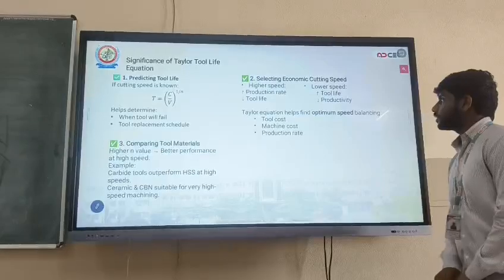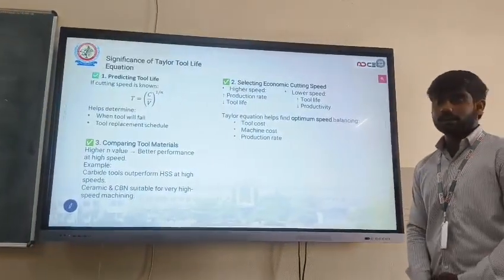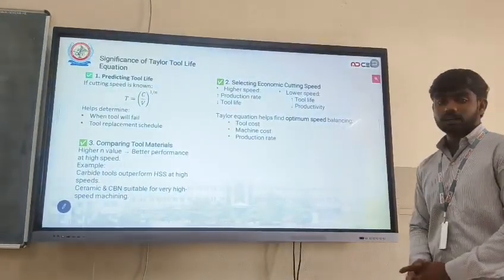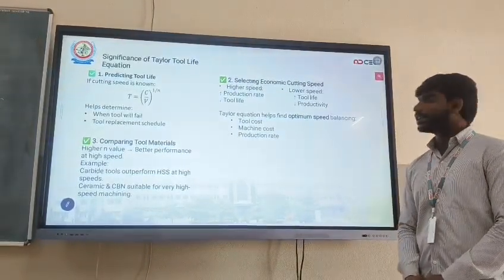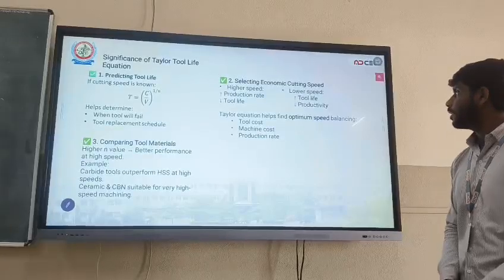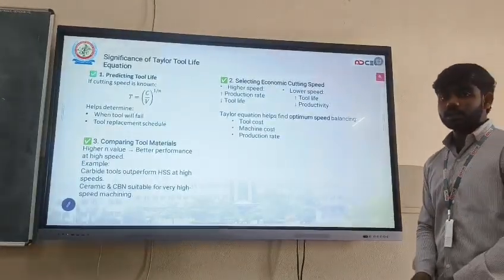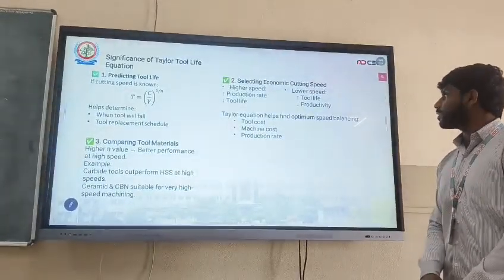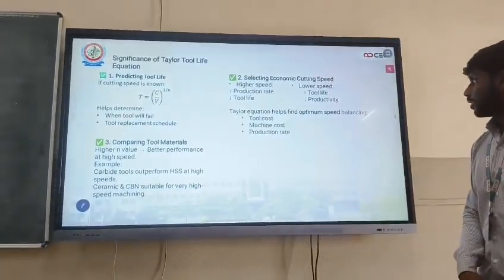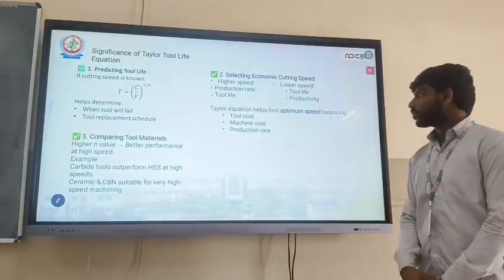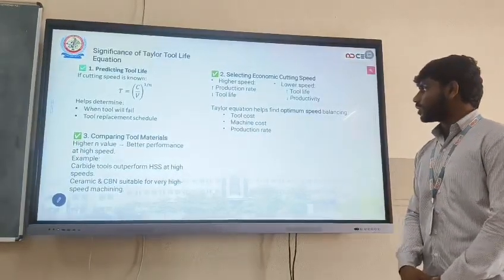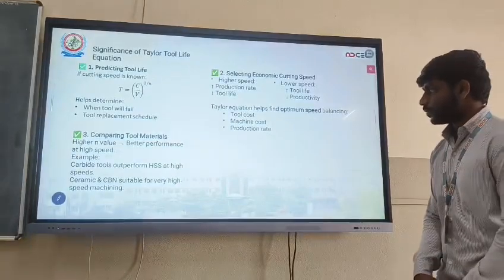The second significance is selecting the economic cutting speed. If a higher speed is kept, the production rate increases and the tool life decreases. And if a lower speed is maintained, the tool life increases but the production rate decreases. Taylor's equation helps to find the optimum speed, balancing tool cost, machine cost and production rate.